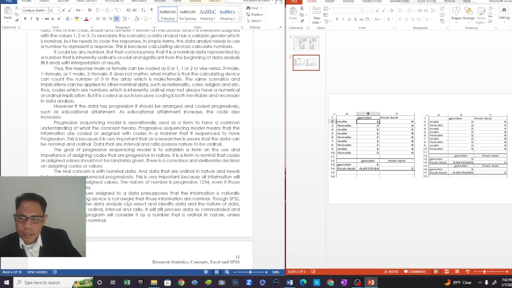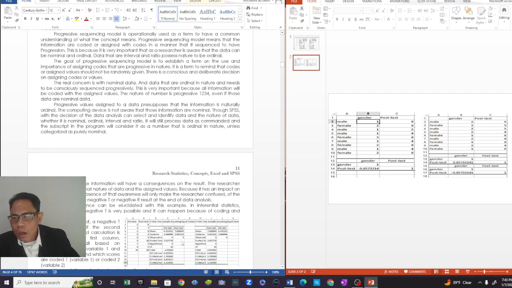The computing device is not aware that that information is nominal, though in SPSS, with the decision of the data analyst, one can select and identify the nature of the data, whether it's nominal, ordinal, interval, or ratio. It will still process data as commanded, and the program will consider it as ordinal in nature, unless categorized as purely nominal. And all of this information will have a consequence on the result. The researcher should be aware of the nature and the assigned values because they have an impact on the result.